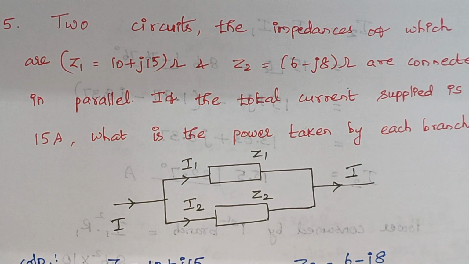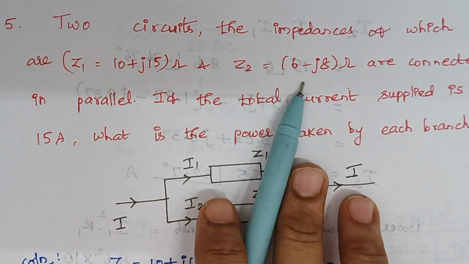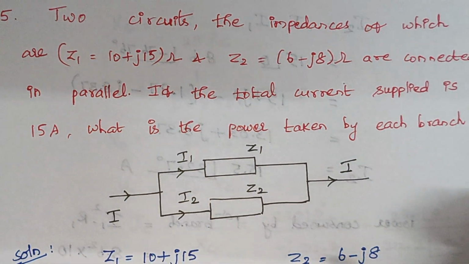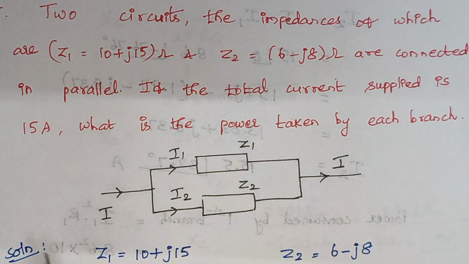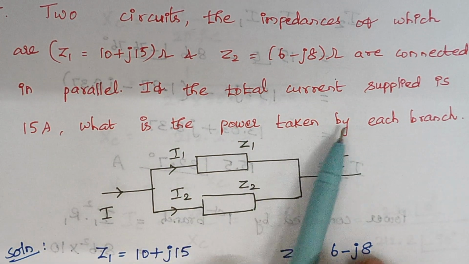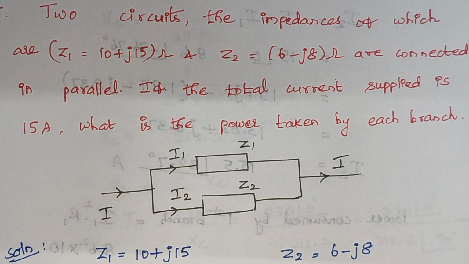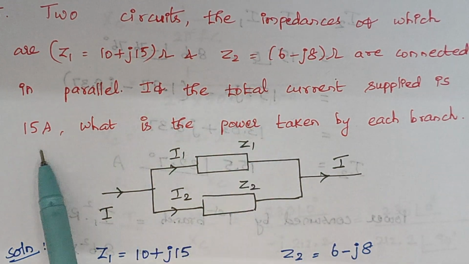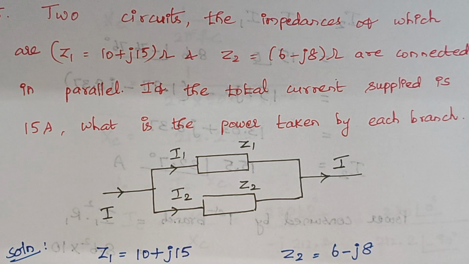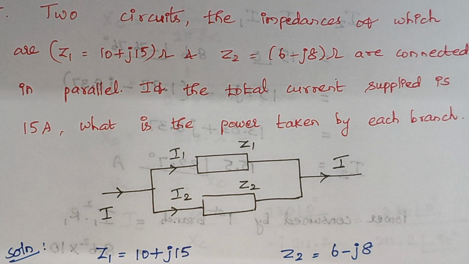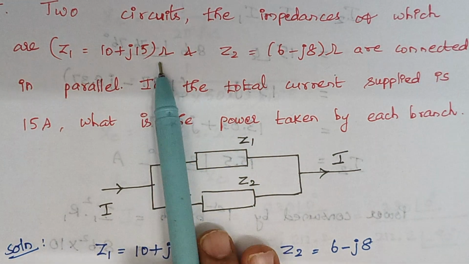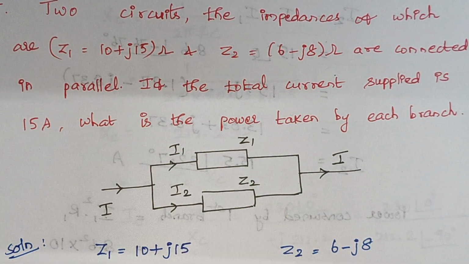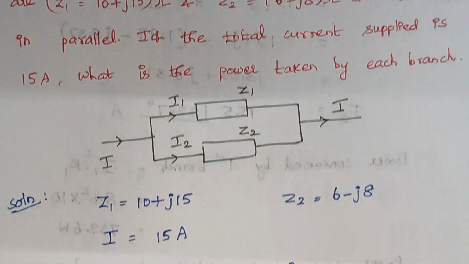Two circuits, the impedances of which are Z1 and Z2, are connected in parallel. If the total current supplied is 15 amps, what is the power taken by each branch? Here we know Z1, we know Z2, and the total current is given. We have to calculate the power consumed by each branch. So Z1 is 10 plus J15 and Z2 is 6 minus J8.